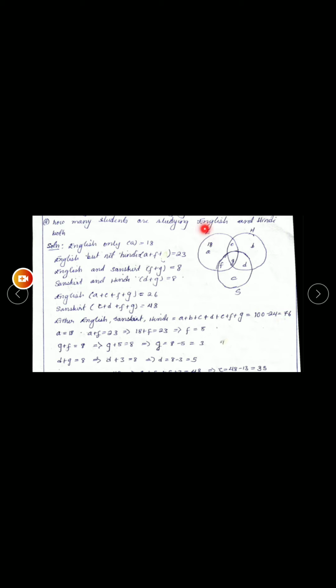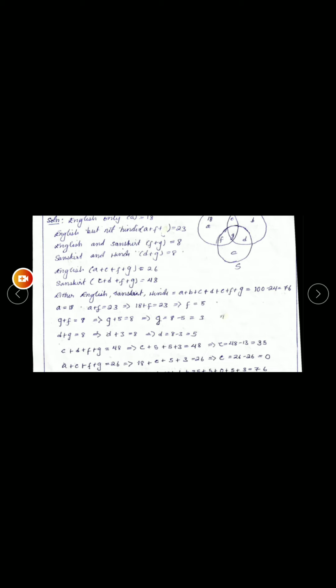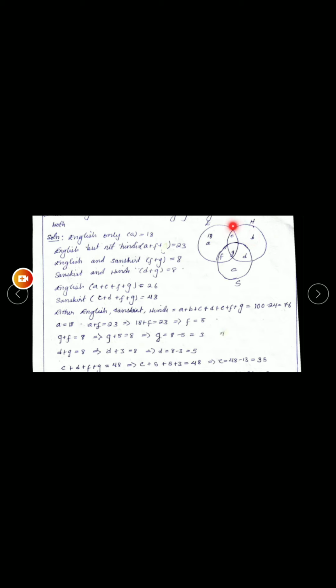The remainder will be 76, the persons who use those three languages. Here we have A plus F, and A is 18. So F is equal to 23 minus 18, which is 5. Next, F means 5. F plus G is 8, we can put 5 instead of F, so 8 minus 5 is 3.